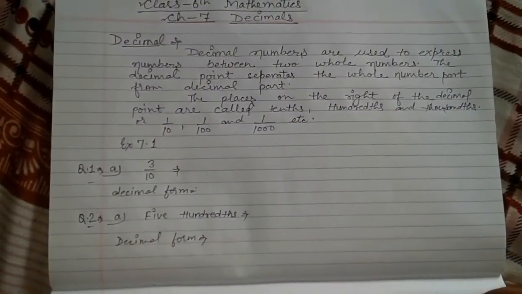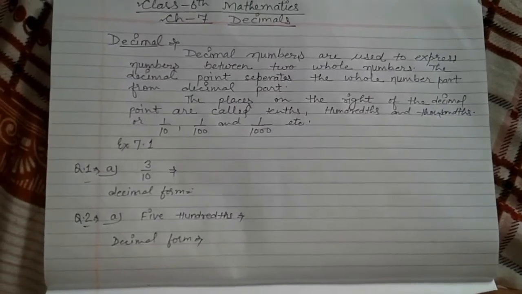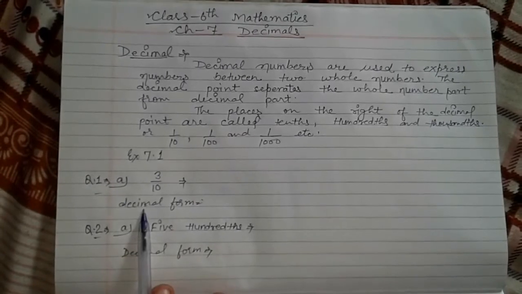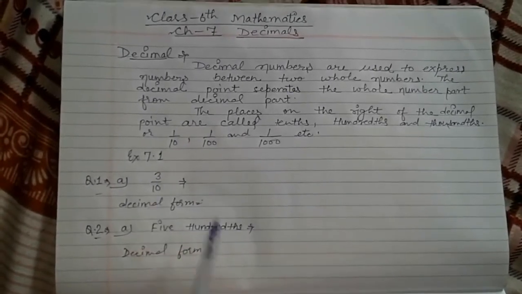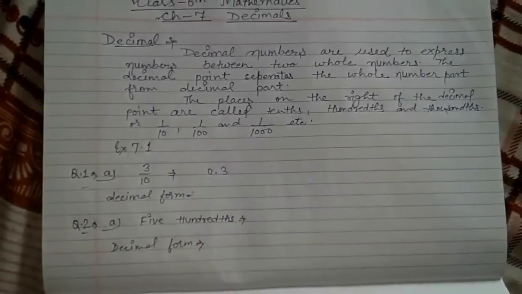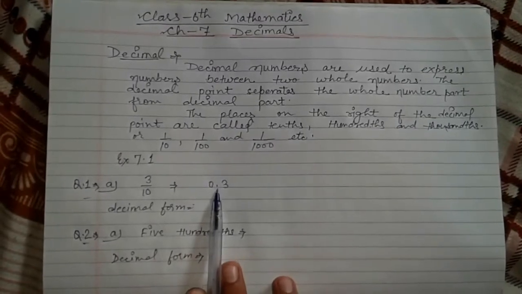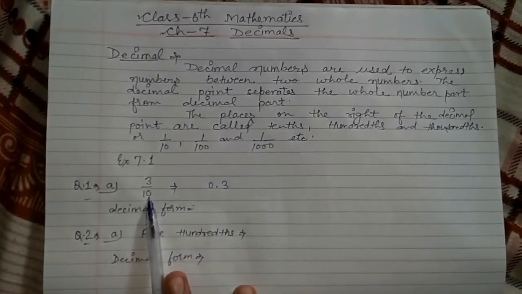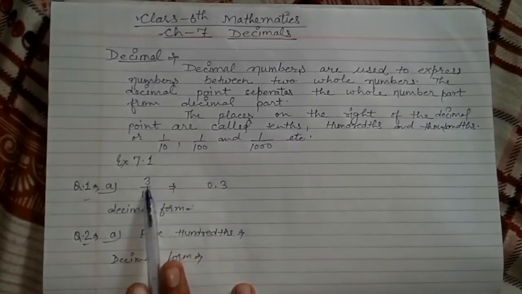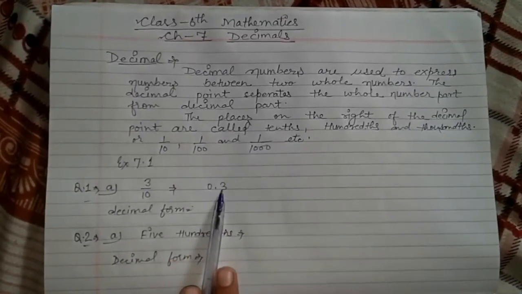Now exercise 7.1, question 1, part A. Decimal form of 3 upon 10 would be 0.3. Why is the decimal here? We have one 0 in 10, so the decimal point will move to the left by one digit.